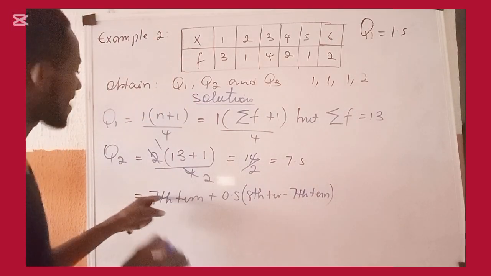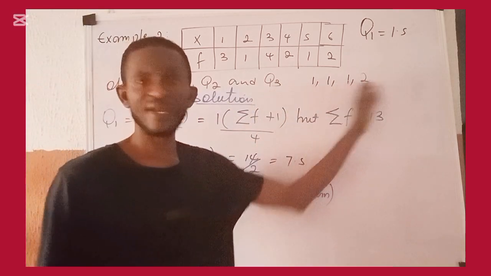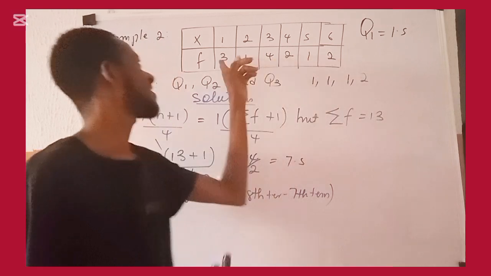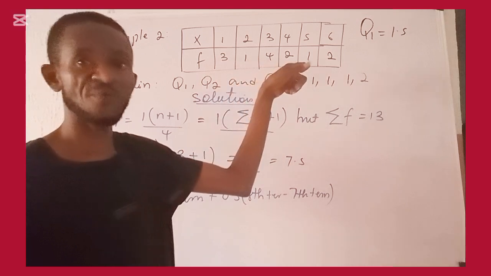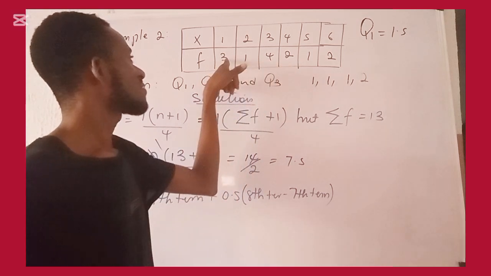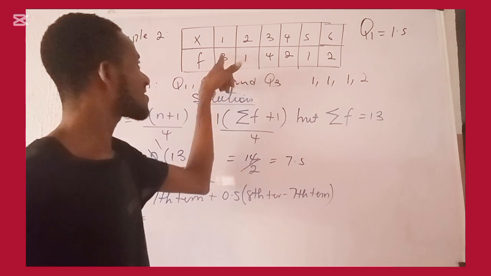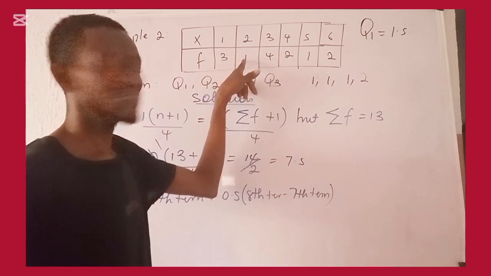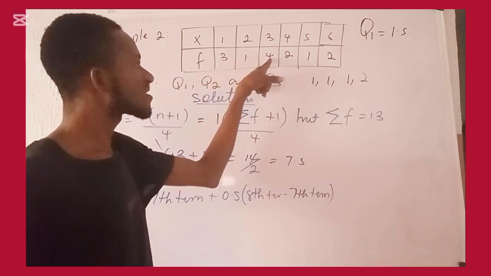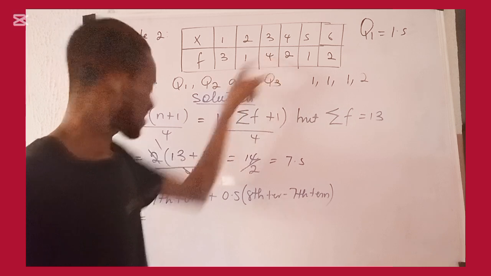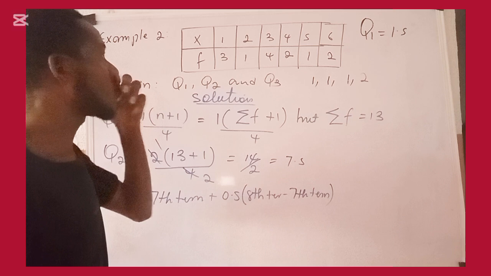How are we going to get the 7th term from this data set? Let me explain, because you cannot be enumerating this thing this way. What if here is 9? What if here is 20? What you do is this. You begin to add up all these frequencies. 3, it means that 3 observations are here. This 3 now plus 1 here is 4. It means there are 4 observations here. If you add it to this 4 here, it becomes 8. And you find out that we are talking about the 7th term.